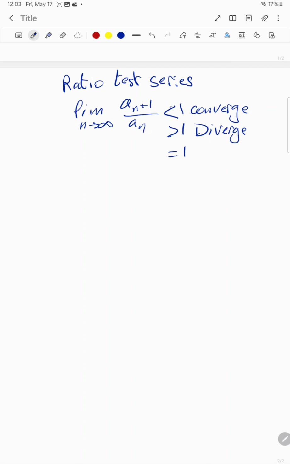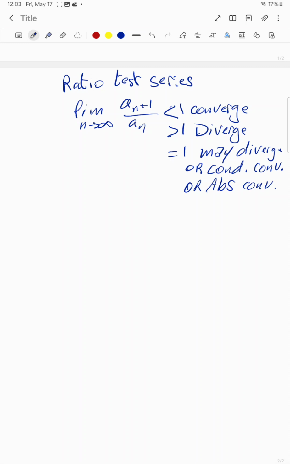And if it is equal to 1, it may diverge, or conditionally converge, or absolutely converge. So if it is equal to 1, we cannot know if it converges or diverges. It can be one of those three choices. If it is less than 1, it converges. Greater than 1, it diverges. Let's take an example of a series.